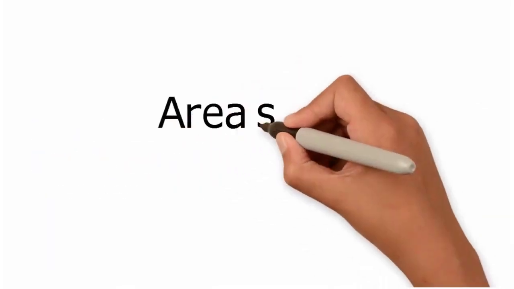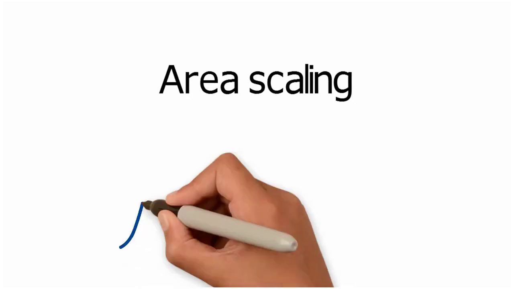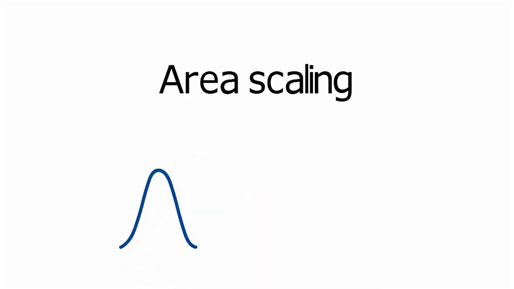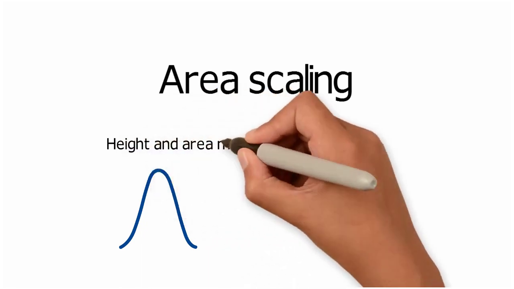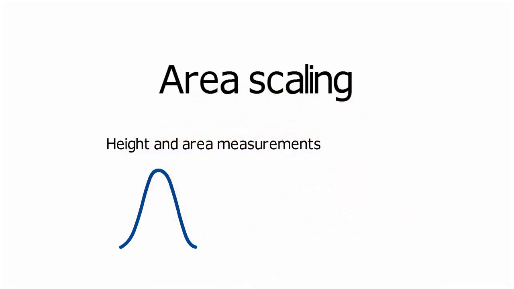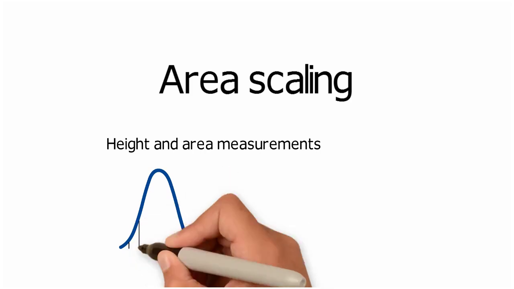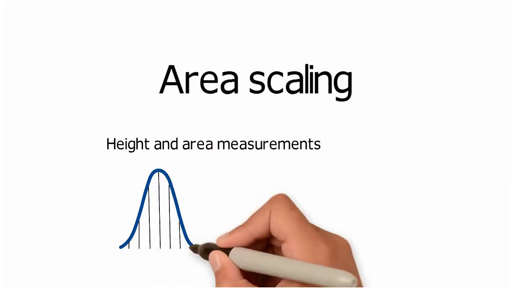What is area scaling? First, a voltage pulse is created when a cell crosses the laser. At this point, the height and area measurements of the voltage pulse are determined. To digitize the analog voltage pulse, measurements are taken 10 million times per second.